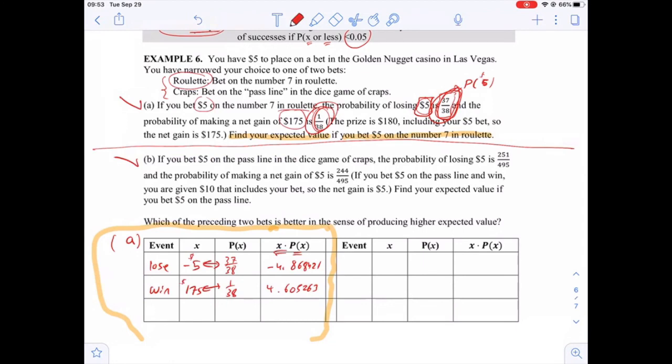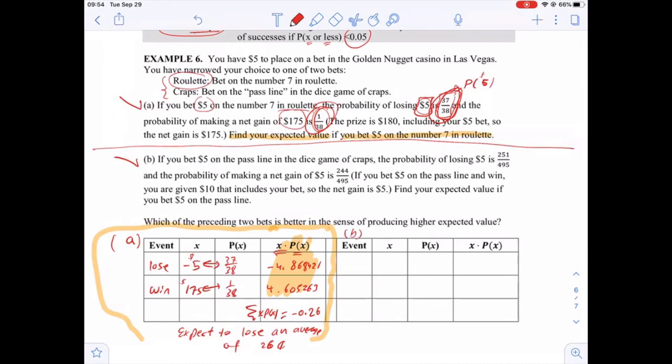Now we want to find the expectation. The expectation is the sum of x times p of x, I mean the sum of the values in this column. So what is the sum of the values? Using the calculator, we find that the sum is negative 0.2626. So we expect to lose an average of 26 cents.